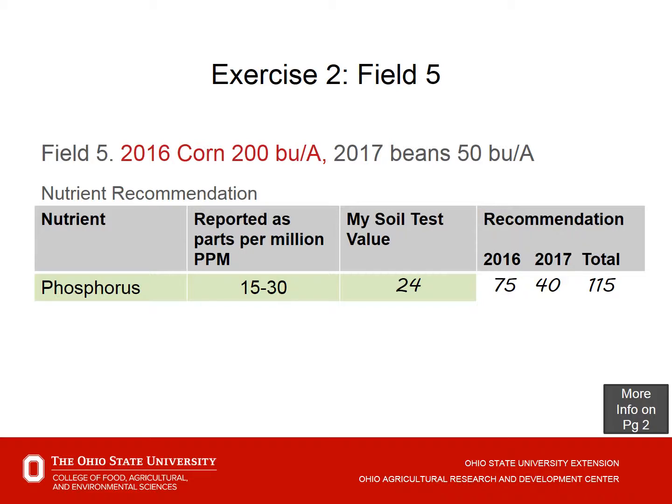We go to table 15 and we can look across again. We find the area where we have the Bray P1 test of 24, follow that across to a 50 bushel soybean yield goal, and we see that we have an intersection where we have 40 pounds of P2O5 per acre recommended. Adding 75 and 40 together gives us a total recommendation of 115 if we're putting down a 2-year application of phosphorus.